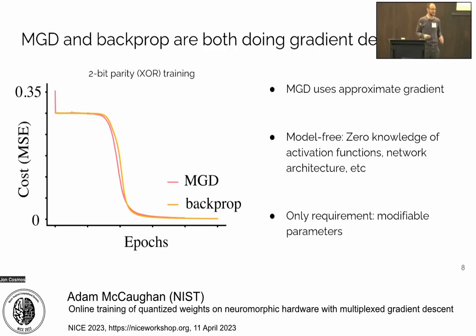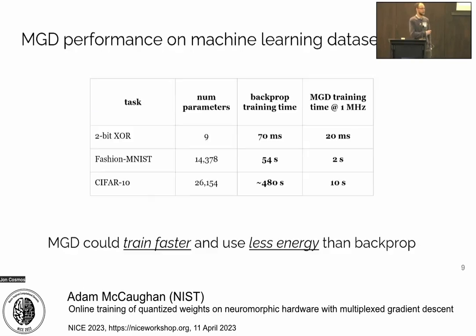And what's nice about this, again, is that it's model-free. There's no knowledge of network architecture or parameters or anything like that. All you need to be able to do is run inference and perturb your parameters. As long as you can do those things, you can optimize your hardware.